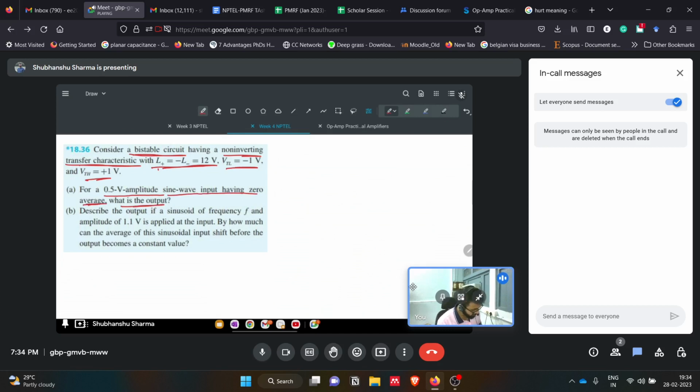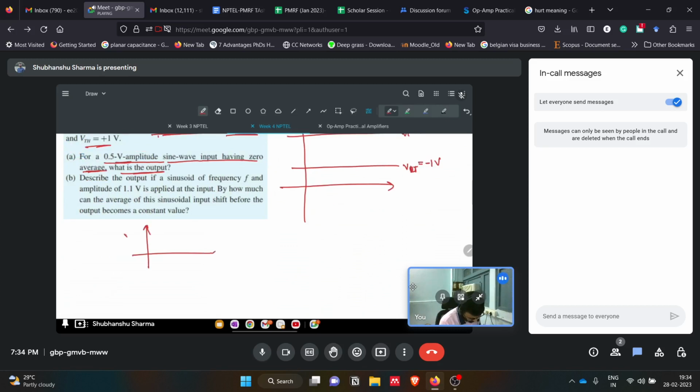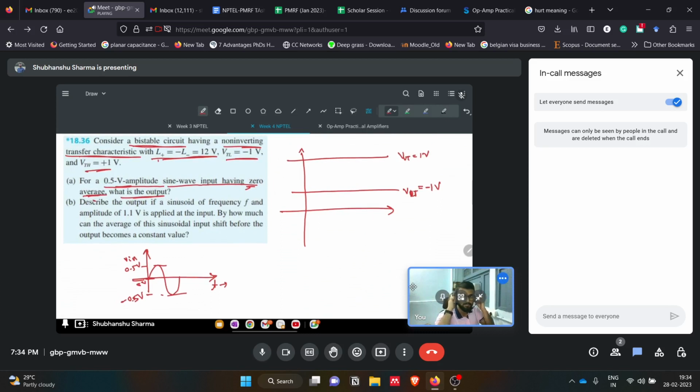If you remember, I told you when we have two reference voltages. Here we have one lower threshold, that is minus 1 volt, and one upper threshold, that is 1 volt. Now they are saying we have a sinusoidal input waveform. Our input waveform looks like this. This is 0.5 volts peak amplitude, and this is minus 0.5 volts. It has zero average, so that means its DC value is lying at zero.